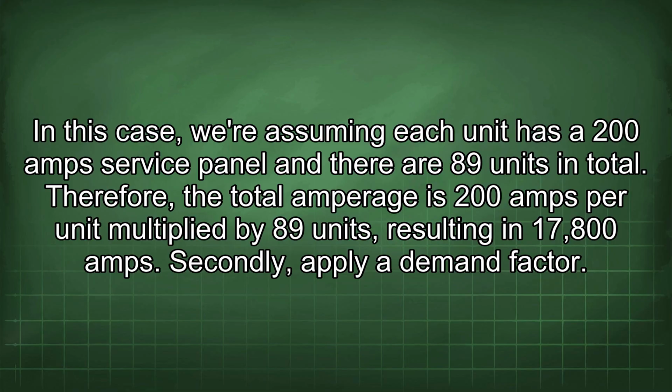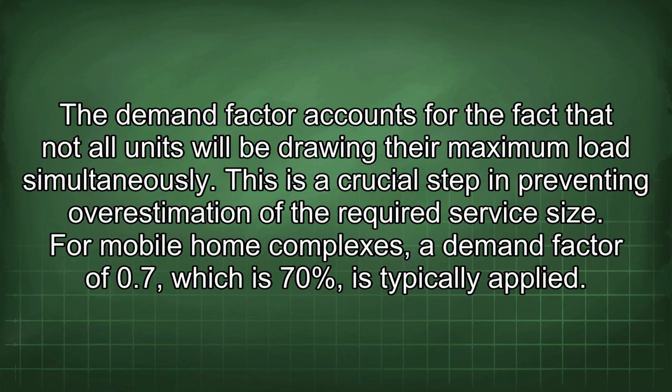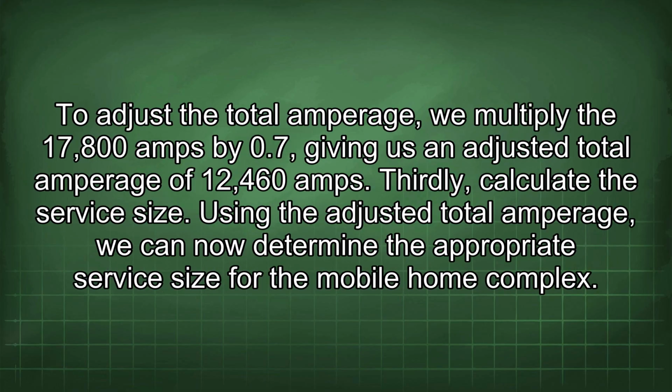Secondly, apply a demand factor. The demand factor accounts for the fact that not all units will be drawing their maximum load simultaneously. This is a crucial step in preventing overestimation of the required service size. For mobile home complexes, a demand factor of 0.7, which is 70%, is typically applied. To adjust the total amperage, we multiply the 17,800 amps by 0.7, giving us an adjusted total amperage of 12,460 amps.